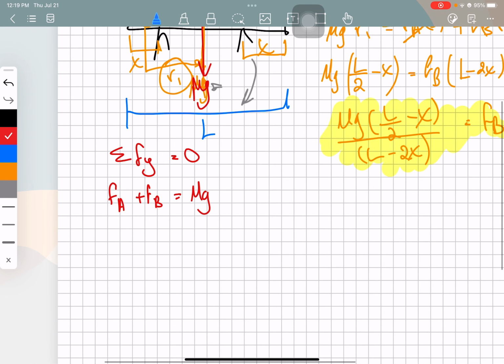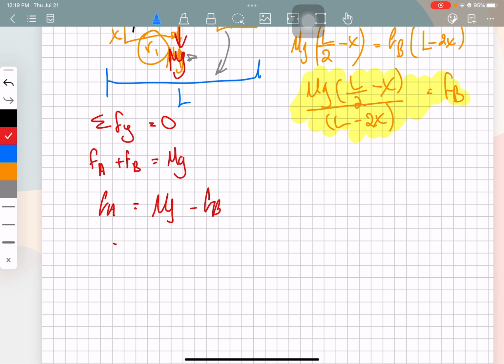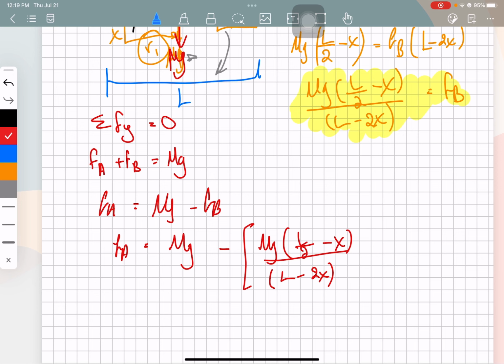So I could move this over, so we know that FA is going to equal mg minus FB, and so then we can just plug that all in. FA is going to equal mg minus mg times L over 2 minus x over L minus 2x. And that is your answer. That is both your FA and your FB, and then you could compare them and see the answer.